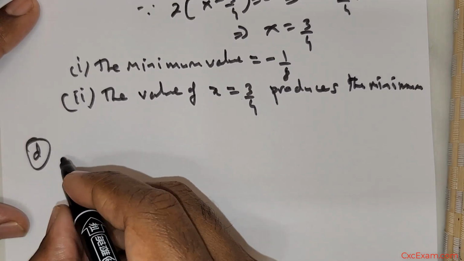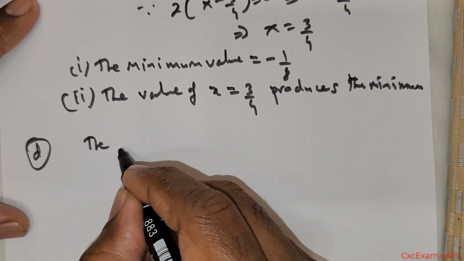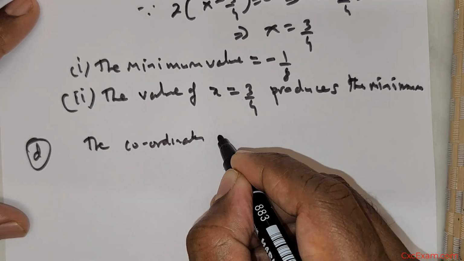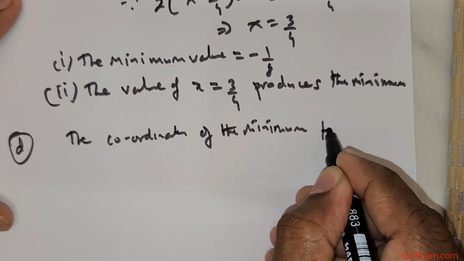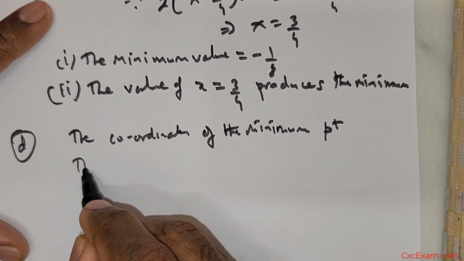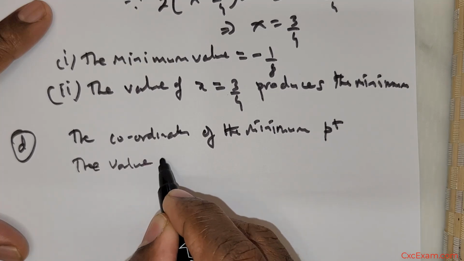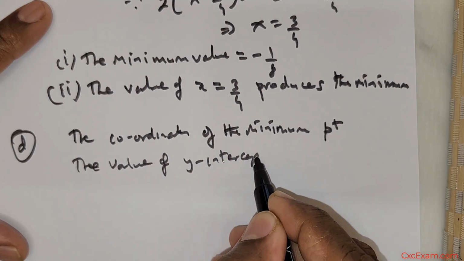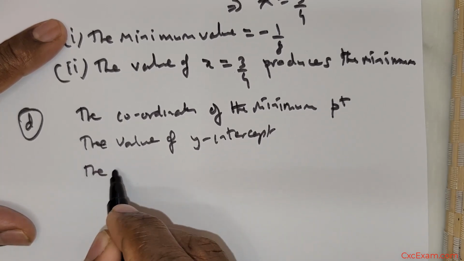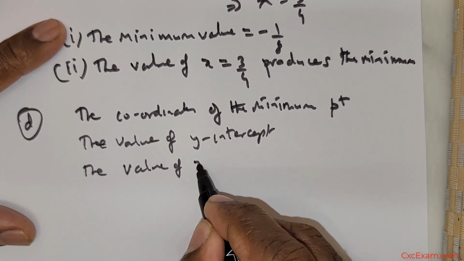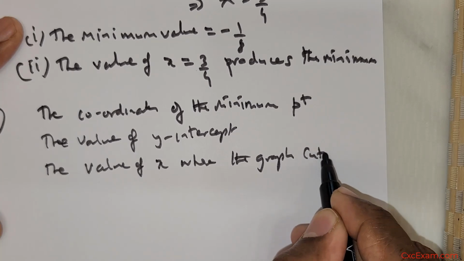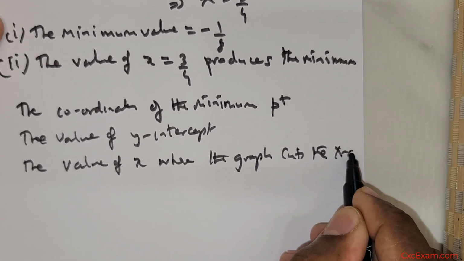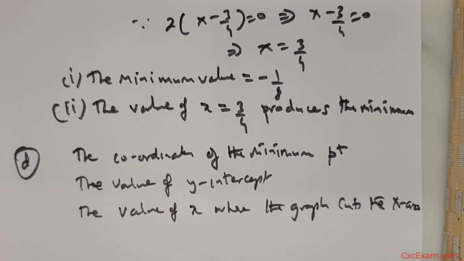Now we got part D. We are asked to find the coordinates of the minimum point. This is one part, and then we are asked to find the value of the y-intercept. This is the next part, and then the values of x where the graph cuts the x-axis. So we have to get all of this. So let me move on to the next page.